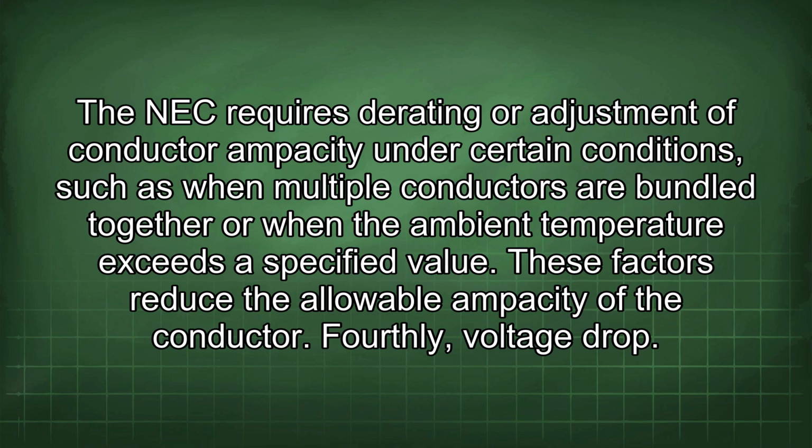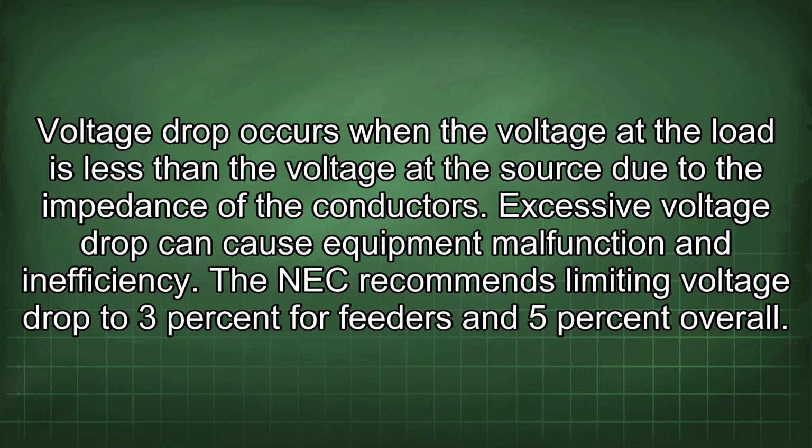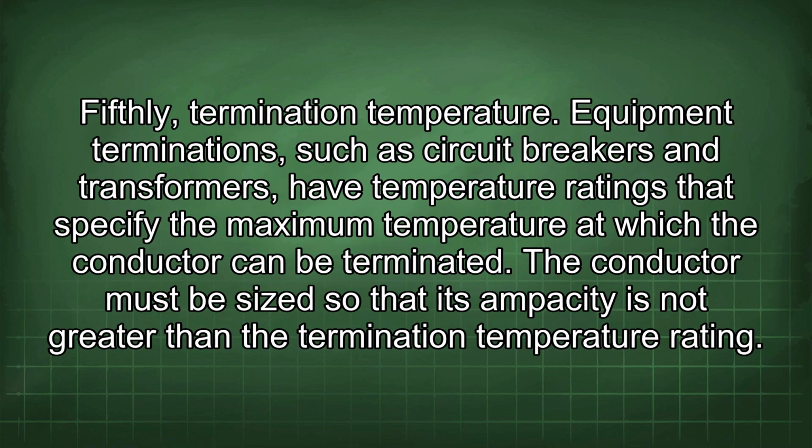Fourthly, voltage drop. Voltage drop occurs when the voltage at the load is less than the voltage at the source due to the impedance of the conductors. Excessive voltage drop can cause equipment malfunction and inefficiency. The NEC recommends limiting voltage drop to 3% for feeders and 5% overall. Fifthly, termination temperature. Equipment terminations such as circuit breakers and transformers have temperature ratings that specify the maximum temperature at which the conductor can be terminated. The conductor must be sized so that its ampacity is not greater than the termination temperature rating.